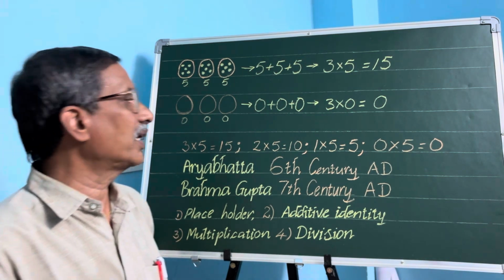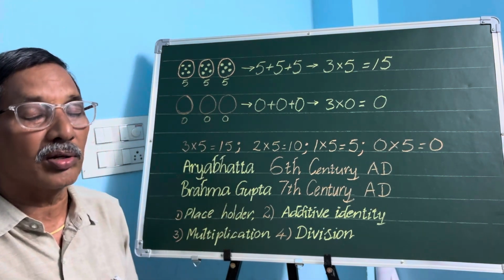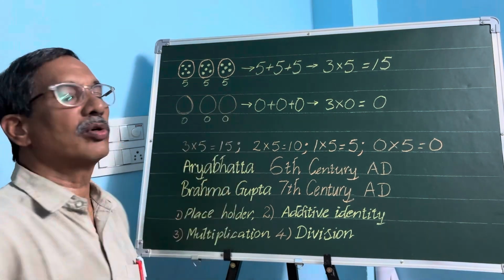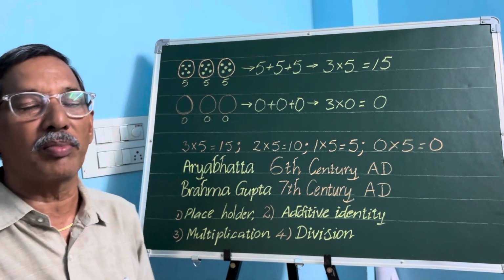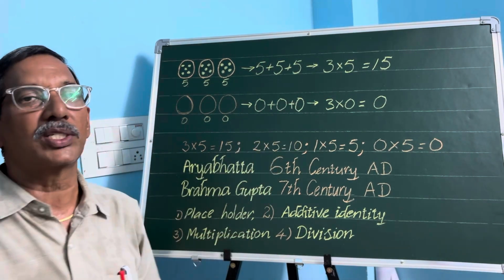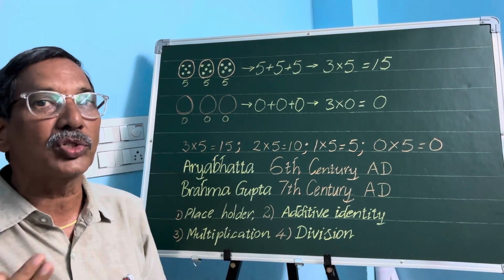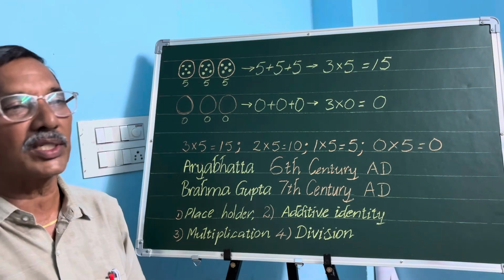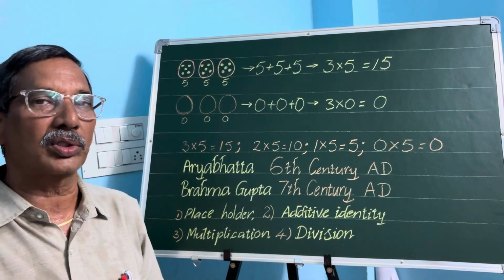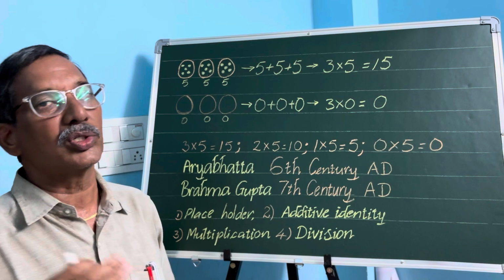Coming to another example, there are again 3 plates, and there are no marbles at all in any plate. 0 marbles, 0 marbles, 0 marbles. Then what is the total number of marbles in the 3 plates? 0 plus 0 plus 0 can also be expressed as 3 into 0. What is the total number of marbles? 0. So 3 times 0 is 0. When 3 is multiplied by 0, the answer is 0.